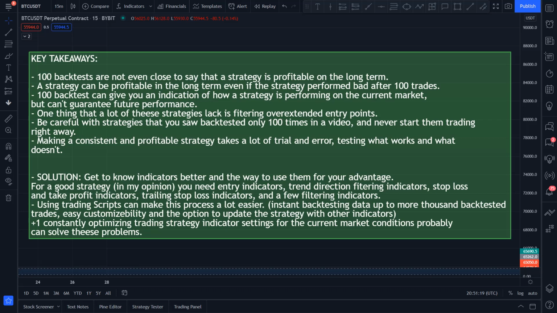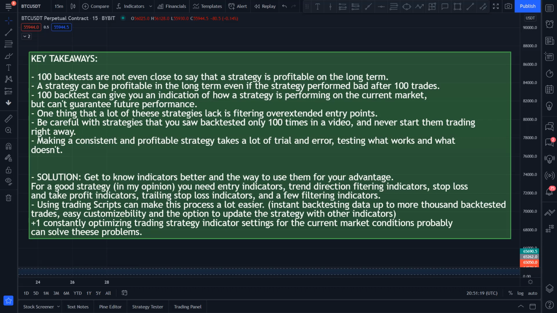The last one is that making a consistent and profitable strategy takes a lot of trial and error and testing what works and what doesn't. With this, I just wanted to tell you that it is not easy to find a good performing strategy for the long term, and it might take months or even years to create one for yourself.